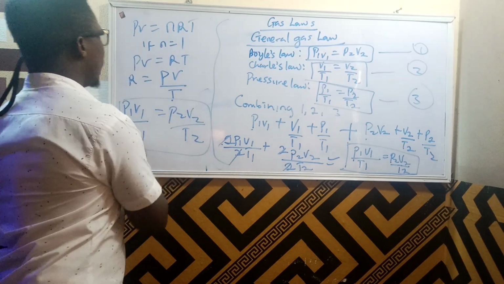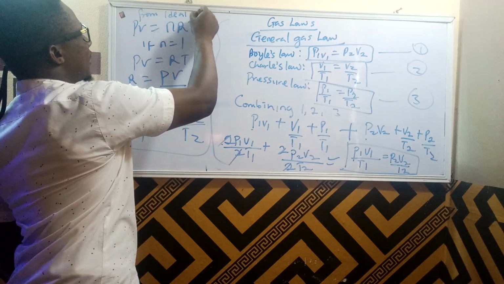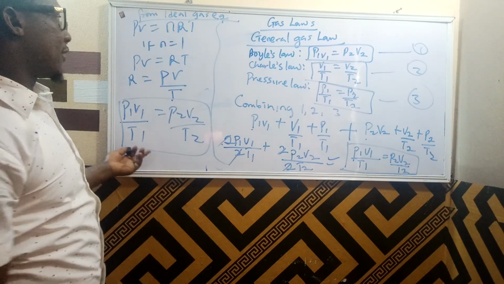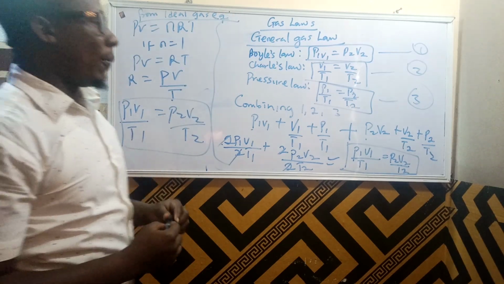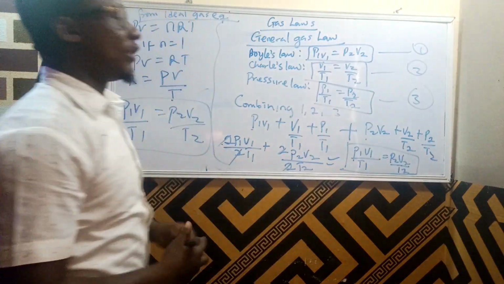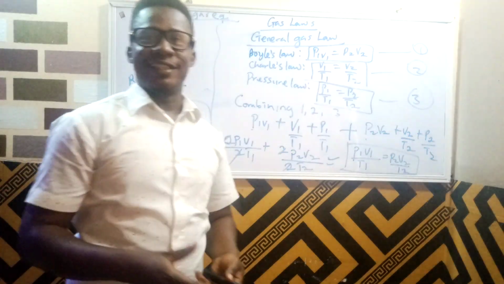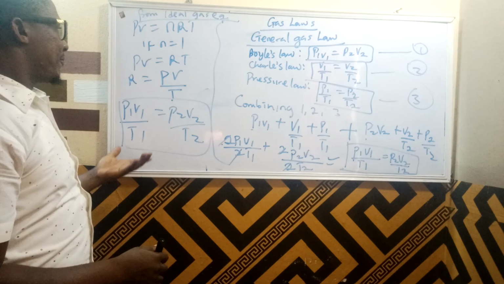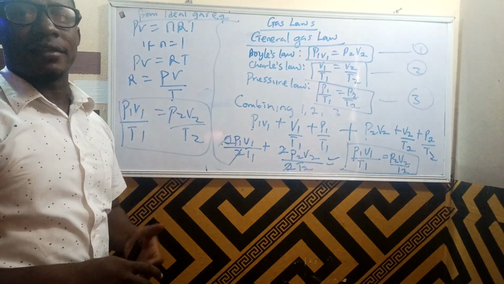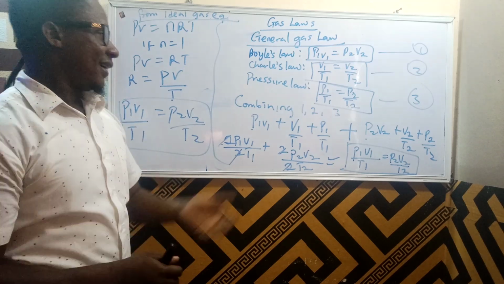Now this is from the ideal gas equation. You can get your general gas law from the ideal gas equation, or by combining the three laws together, you can get the general gas law. So these are two ways by which you can get the general gas equation. I want you to look at it again. These are two ways by which you can get the formula for calculating general gas problems. This is how we get them.